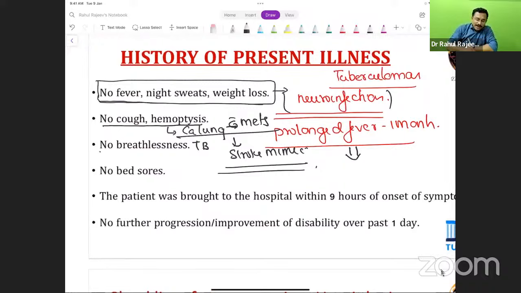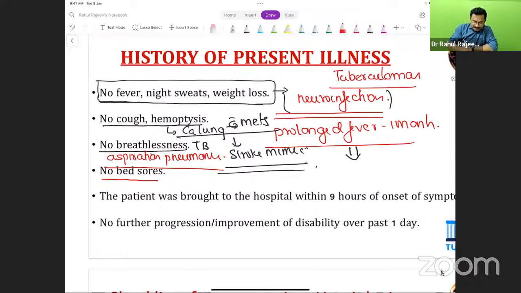Now, why do I ask history of breathlessness? When any patient develops a stroke and quickly becomes bedridden, don't you think there is always a chance of aspiration pneumonia? So any stroke patient who is having tachypnea, don't you think you have to see the possibility of aspiration pneumonia? Correct? Important.